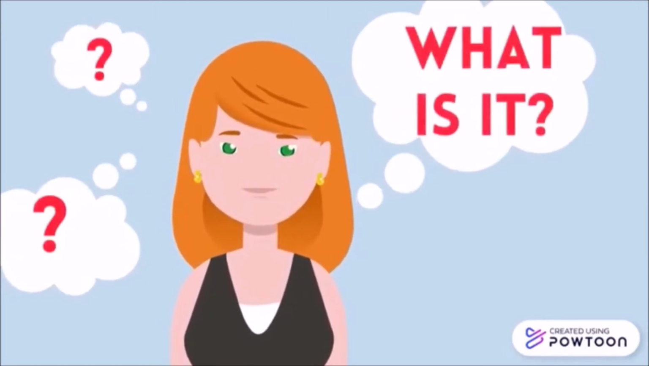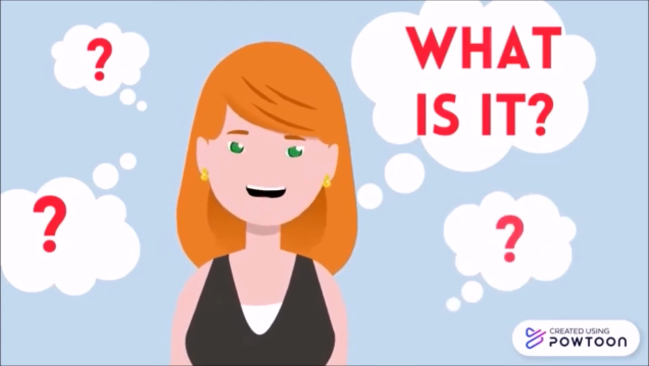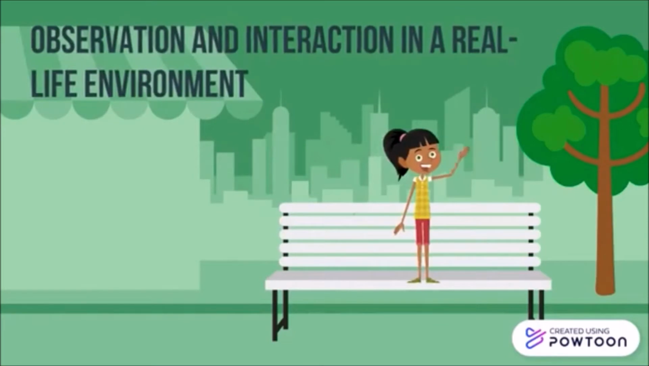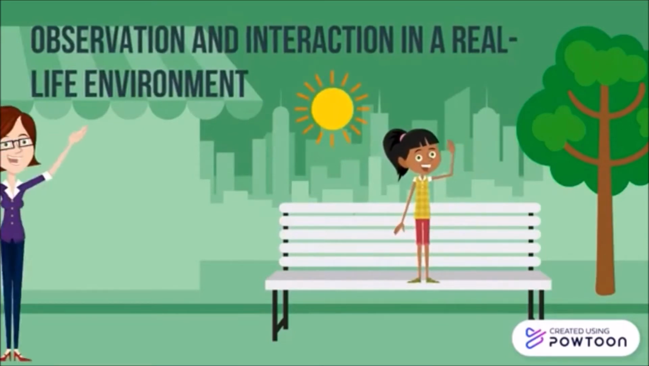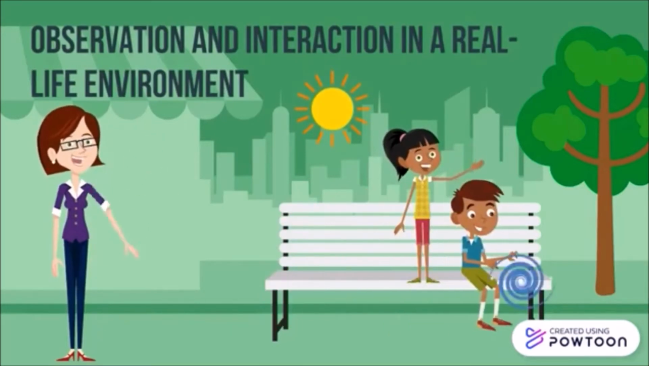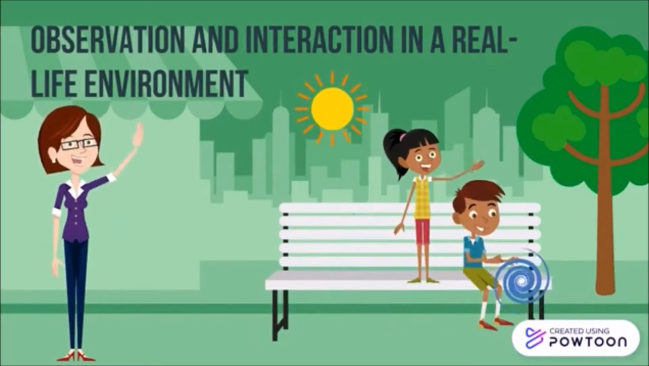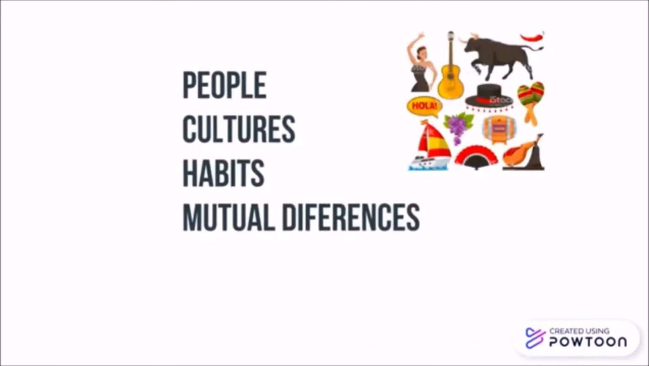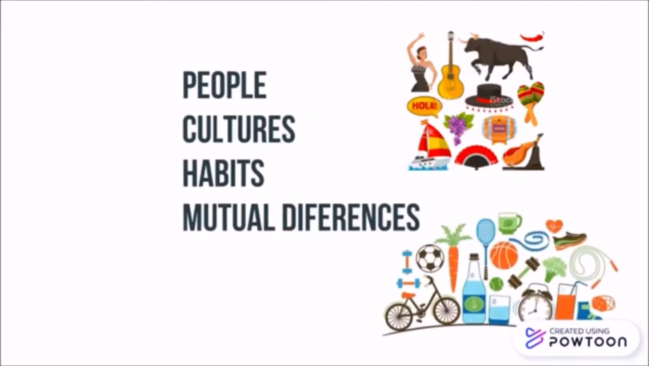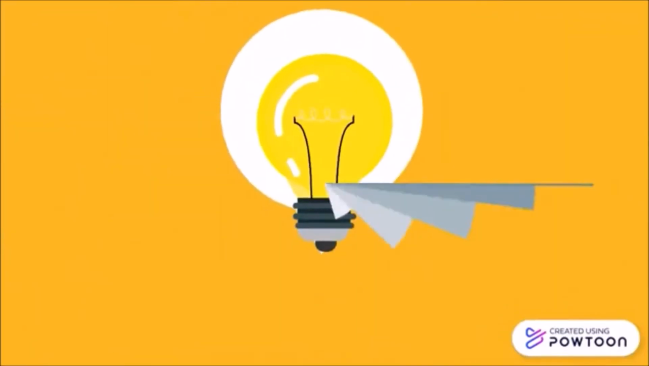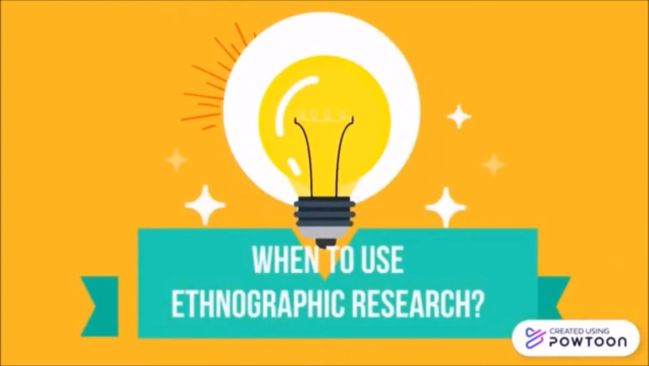To begin, we will give a brief definition of what it is. Ethnographic research is a qualitative method where researchers observe and/or interact with the study's participants in the real-life environment. Ethnographic research has its roots in ethnography, which is the in-depth study of people, cultures, habits, and mutual differences. It is a flexible research method that allows you to gain a deep understanding of a group's shared culture, conventions, and social dynamics. So, when to use ethnographic research?